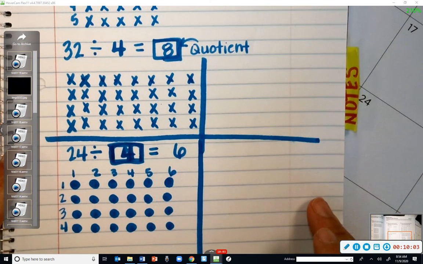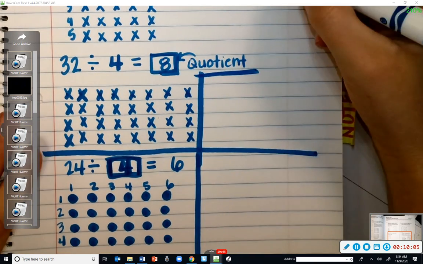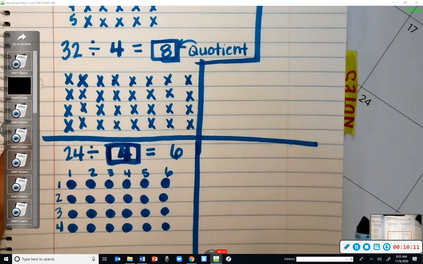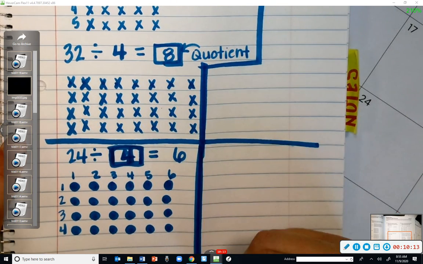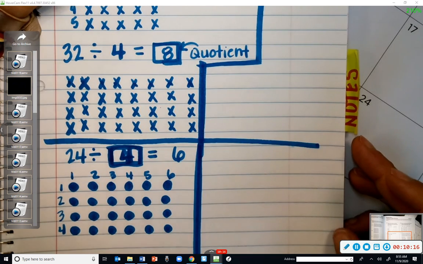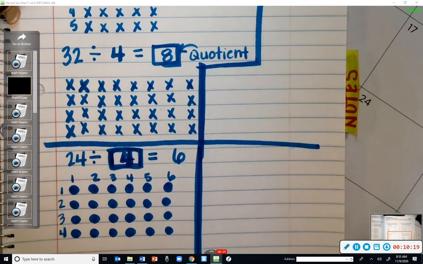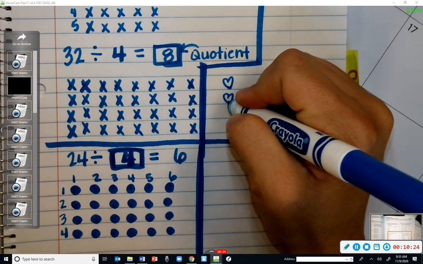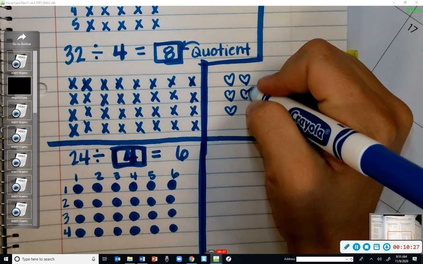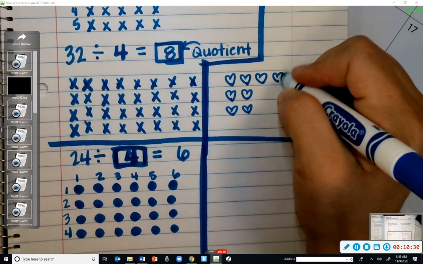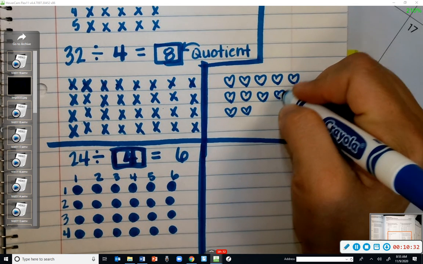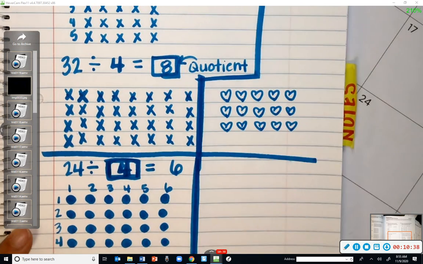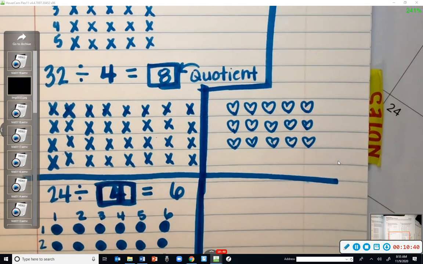We're going to do a couple more, and then you guys are going to start your work. All right, I'm going to do one right here to save space so I don't have to go on to the next page. So I'm going to give you an array, and you're going to write the division sentence that goes with it. Okay, there's your array. So what could our division sentence be?